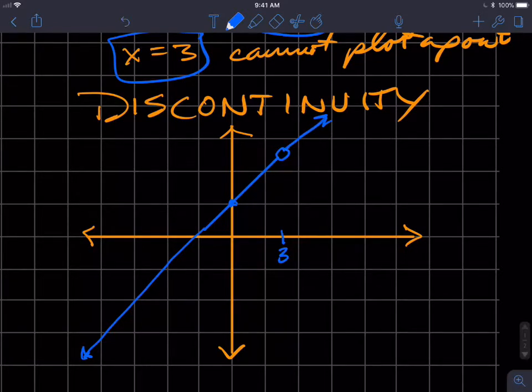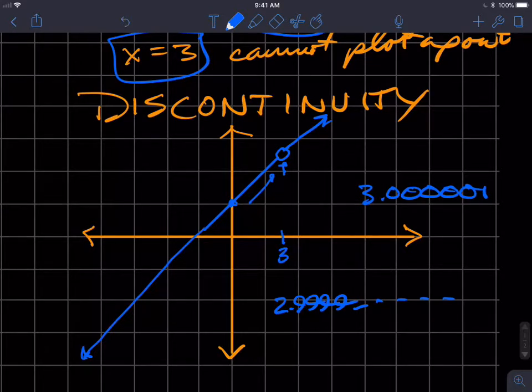I get that. So as close as you can possibly get to 3, 2.99999999, and on the other side, 3.00000001 or whatever, you'll have a point to plot, but at exactly the value 3, there is not a point to plot, nothing. So there's a gap there. And so this means that this function is discontinuous.